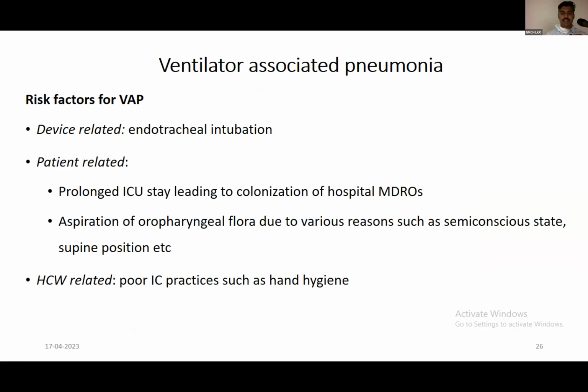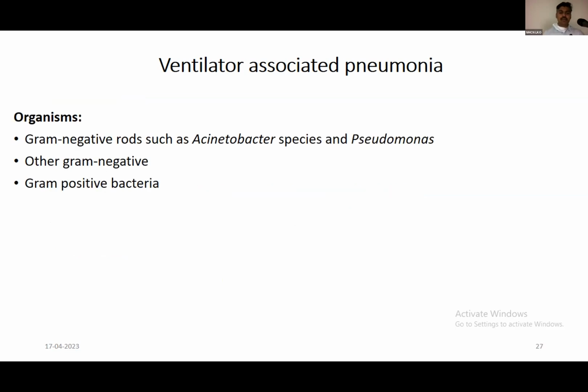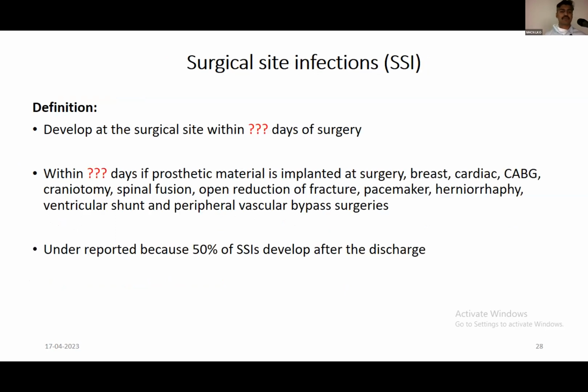Device related, like endotracheal intubation and prolonged ICU stay leading to the colonization of the multi-drug resistant organisms, and aspiration of oropharyngeal flora due to various reasons such as semi-conscious state or supine position. Healthcare worker related, like hand hygiene and poor infection control practices. Organisms implicated in the development of VAP are gram-negative rods like Acinetobacter species and Pseudomonas aeruginosa. Other gram-negative bacteria like Klebsiella and gram-positive bacteria occasionally cause the ventilator-associated pneumonia.